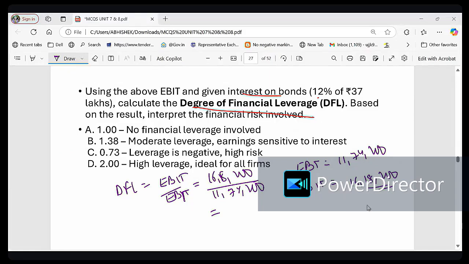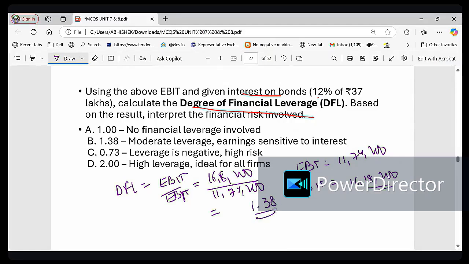Yes, 11,74,200. Very good. That is our EBT. And now just divide both of them. After division, it will be near about 1.38. Just now I have calculated. It is near about 1.38.